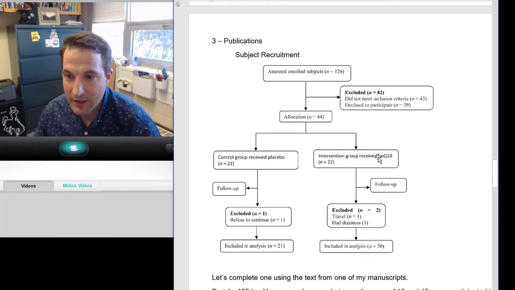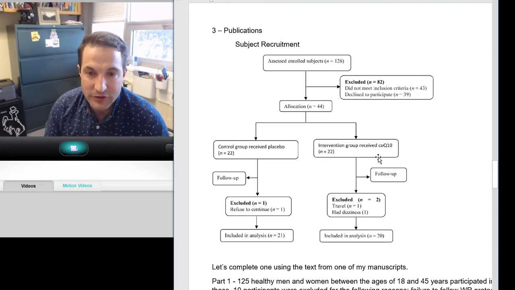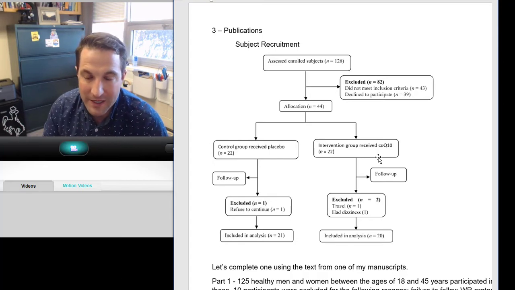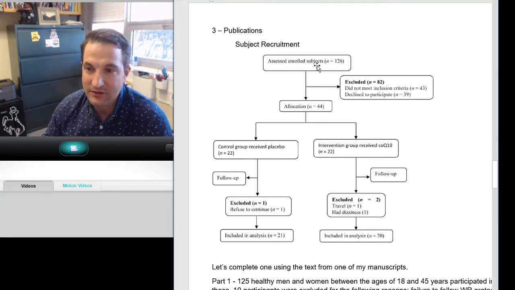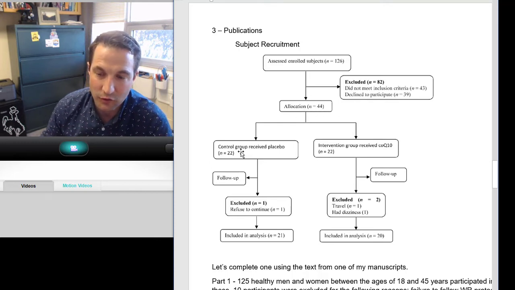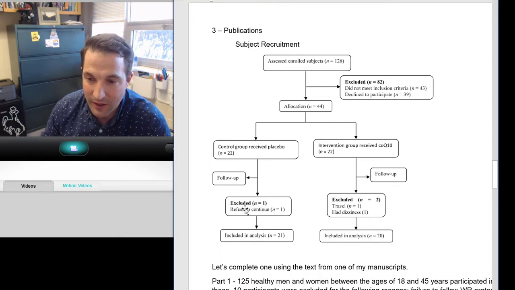Okay, so here's an example of what they call a subject recruitment tree. And if you're using human subjects in your research studies, this is something that is becoming more and more required by certain journals. There are some journals out there that will not accept your paper for review unless you have a figure that looks like this. What this does is it tells us the number of subjects that were enrolled, how many were excluded, why they were excluded. After that, we have 44 people right here who were allocated either to the control group or the intervention group. And then from there, we follow up.